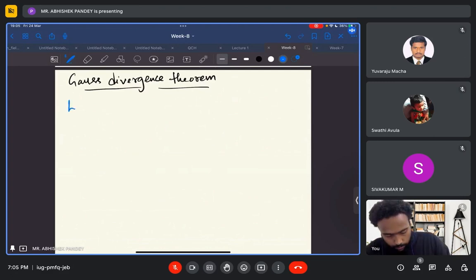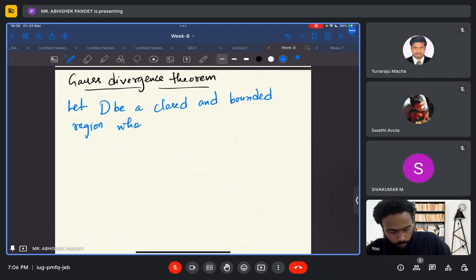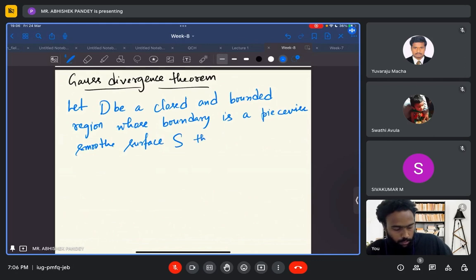So let D be a closed and bounded region whose boundary is a piecewise smooth surface S that is oriented outwards.